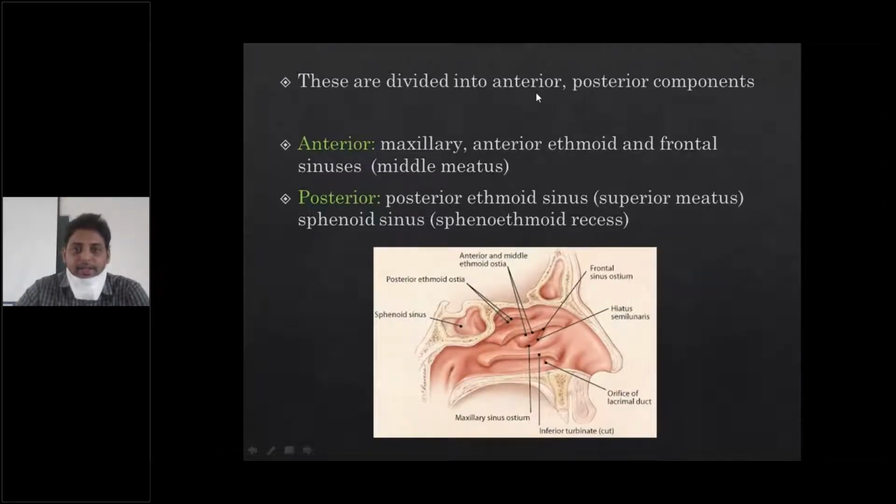And these paranasal sinuses are again divided into anterior and posterior components. As we said earlier, there are four sinuses: maxillary, ethmoid, frontal, and sphenoid. These are divided into two types: anterior and posterior. In the anterior group, we have the maxillary sinus, the anterior ethmoid sinus, and the frontal sinus. And in the posterior group, we have the posterior ethmoid sinus and the sphenoid sinus.